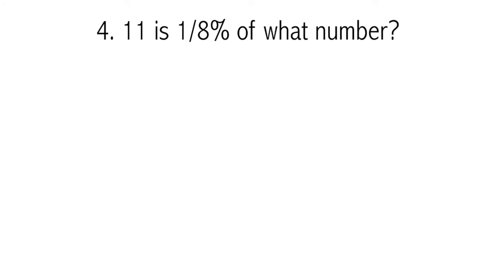Fourth, you might often get questions like 11 is 1/8% of what number, or 3 is 1/10% of what number, or 7 is 3% of what number.